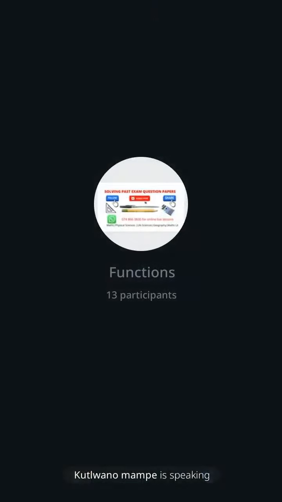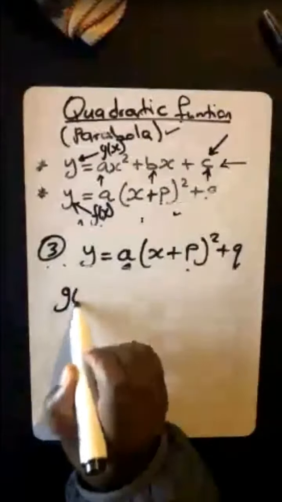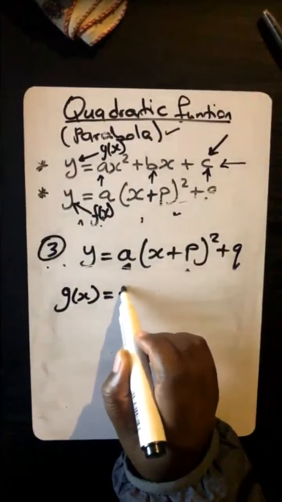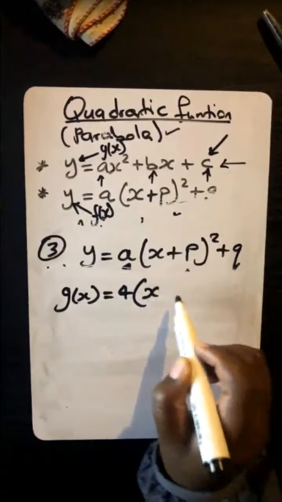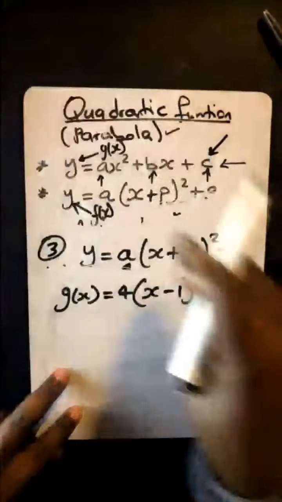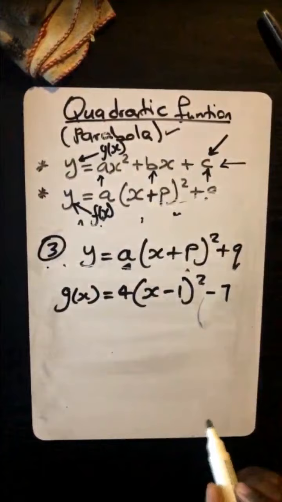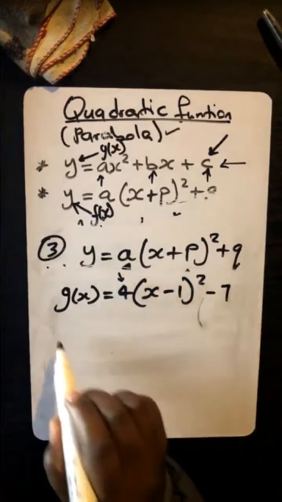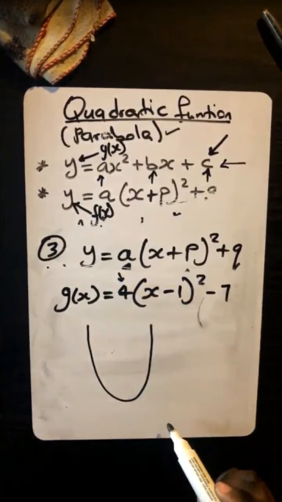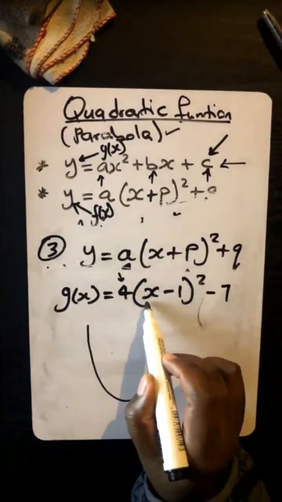Last example, sir. Let's say we've got g of x equals positive 4 into (x minus 1) squared minus 7. Obviously we know our a value is positive, which means we're going to have that type of shape. And now, in terms of your axis of symmetry, there are two options.